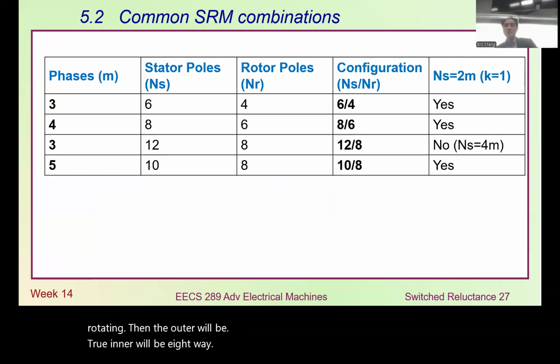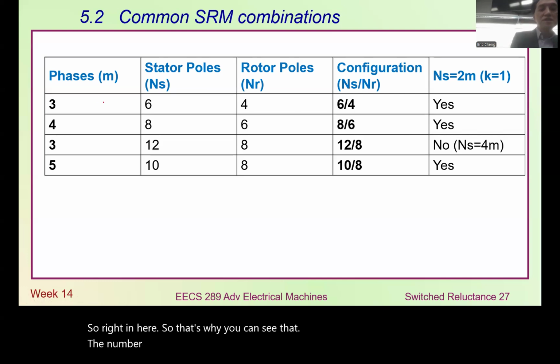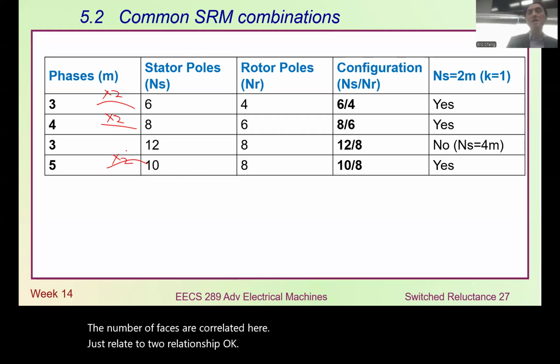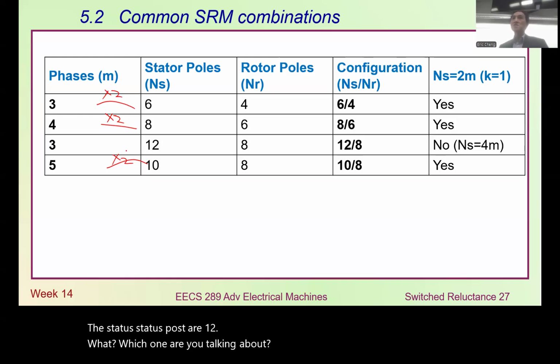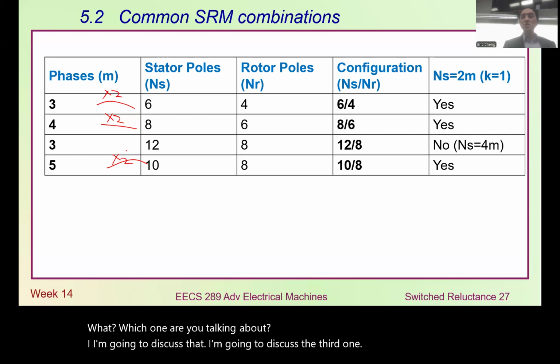So right in here, you can see that the number of phases are correlated to the two numbers, okay? The stator poles are 12, but phases are 3. Which one are you talking about? The third one. I'm going to discuss the third one. So usually it will be like that.